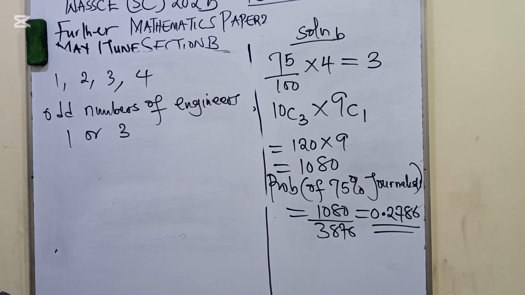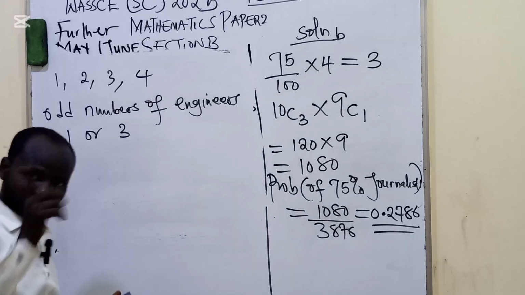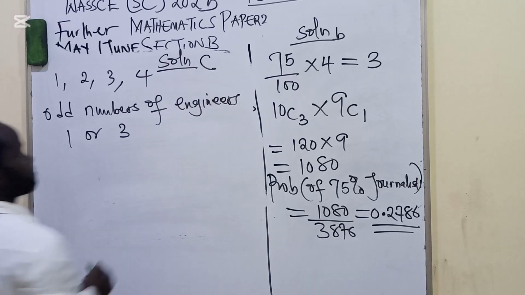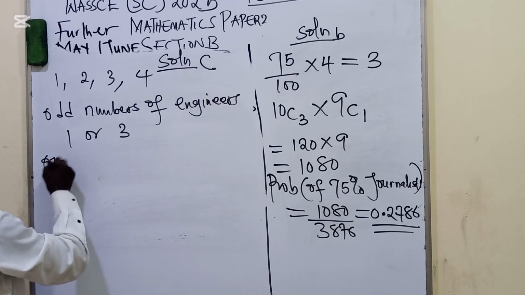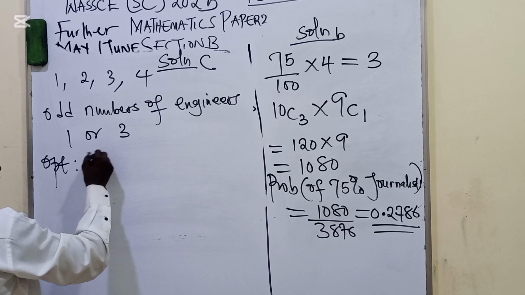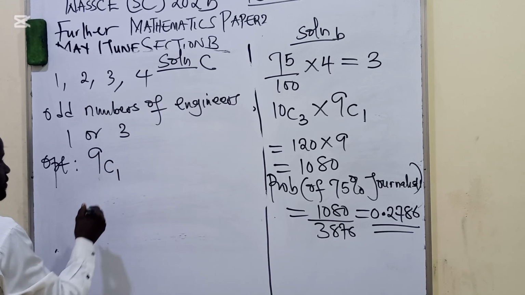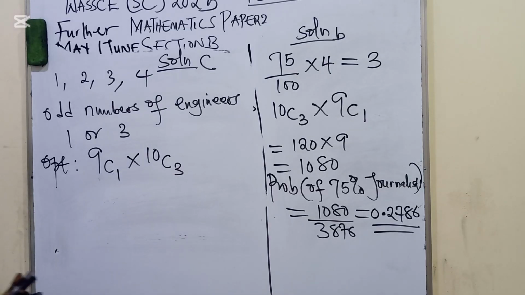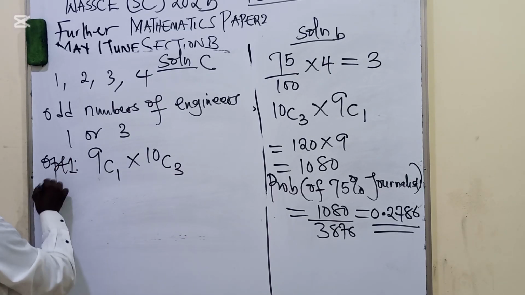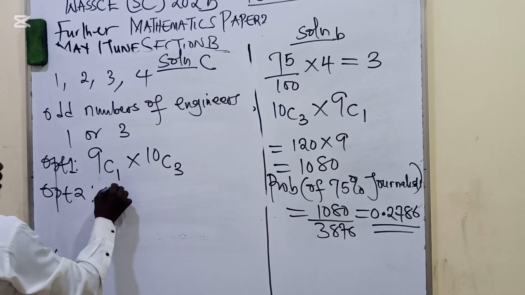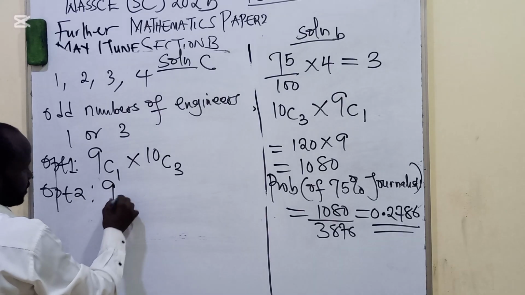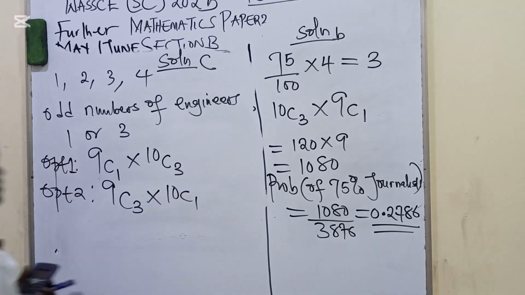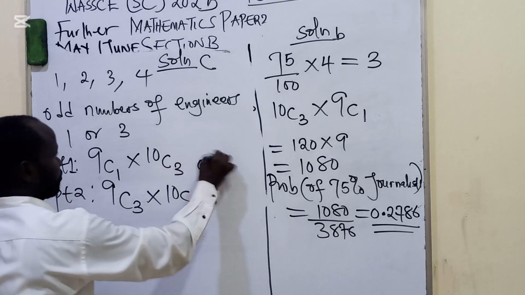So if you are picking 1 engineer, meaning we have to pick 3 journalists. So let's look at the possible options. This is the solution to C. Option 1, we can pick 1 out of 9 engineers. It means we have to pick 3 out of 10 journalists. That's option 1. Option 2, we have to pick 3 out of 9 engineers, meaning we have to pick 1 out of 10 journalists. So this is all because we have to add.